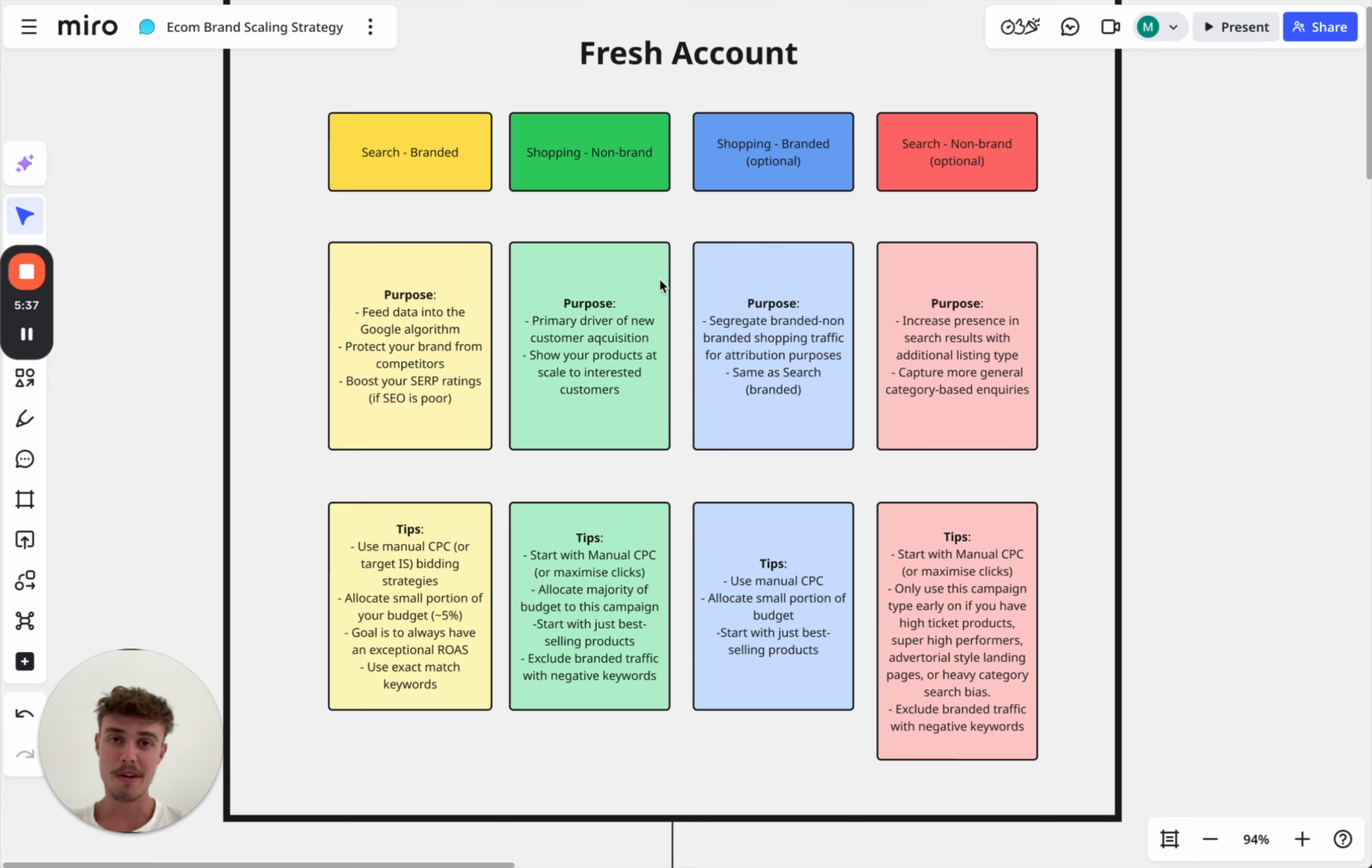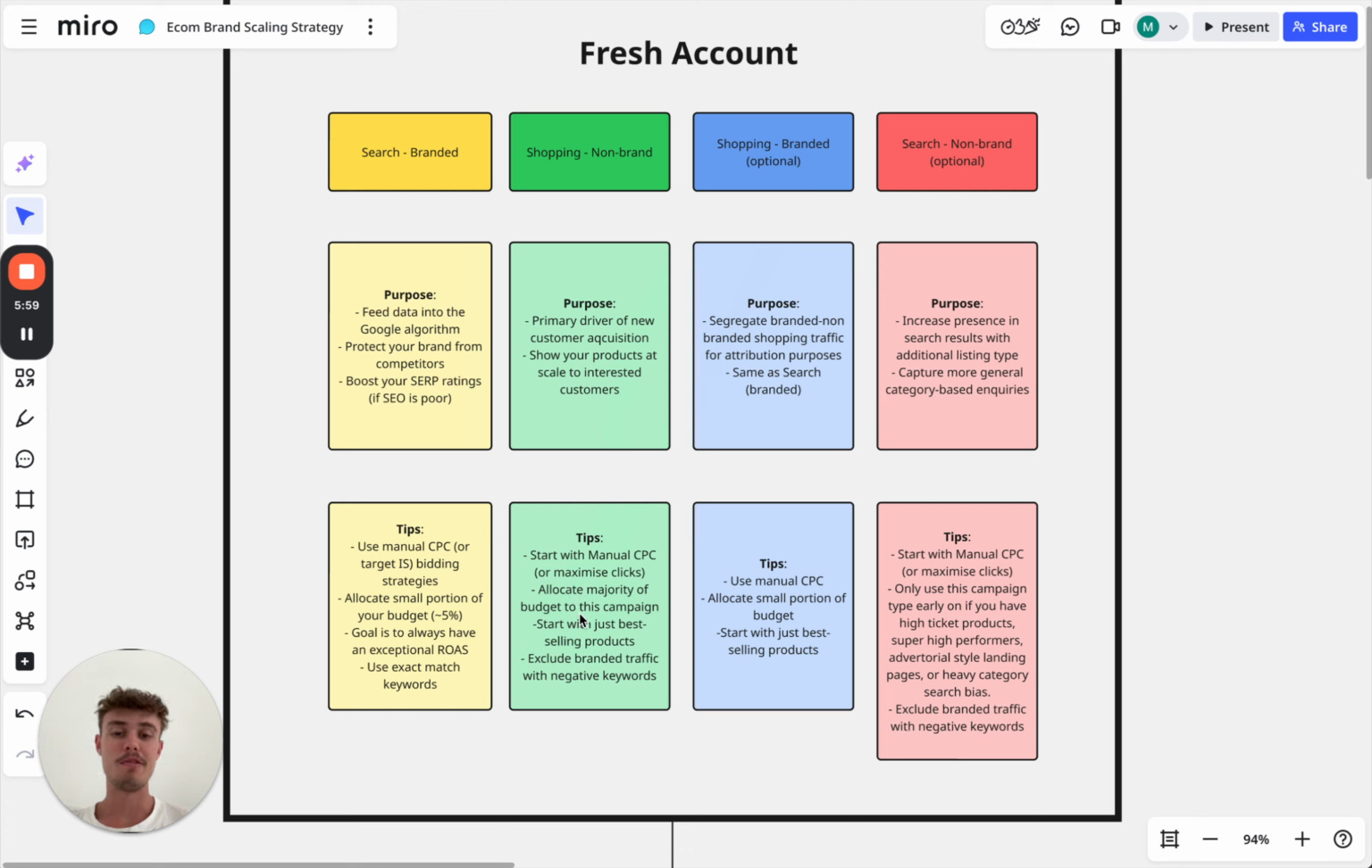Because Google just doesn't know enough about your customers, right? You need to give Google the information and the data before you can ask it to try and find more customers for you. So start with manual CPC, or if you aren't comfortable using manual CPC, you can use maximize clicks. Maximize clicks is basically similar to manual CPC, but it has less control, can still be helpful, still better than maximize conversions in most cases.